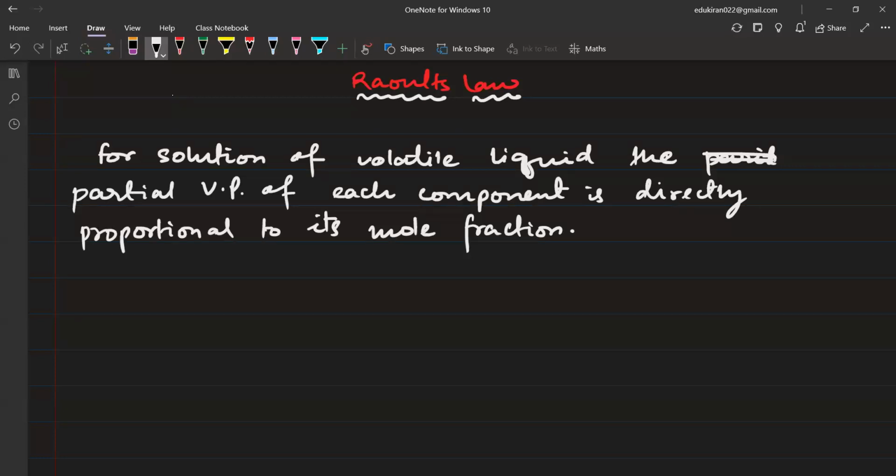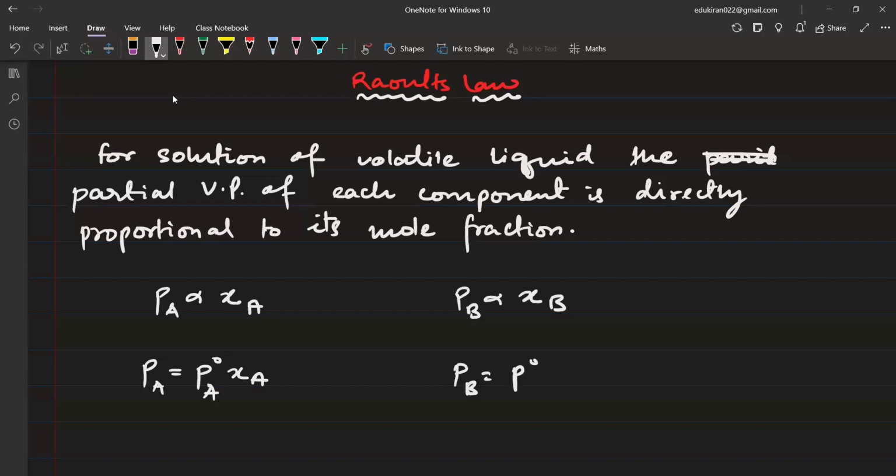Which means in a liquid solution, I have two components, A and B. So the partial pressure due to A will be directly proportional to its mole fraction, and the partial pressure due to B will be directly proportional to its mole fraction. Now we'll put up a constant here, and we call that constant P naught A, so PA is equal to P naught A chi A, and PB will be equal to P naught B chi B.